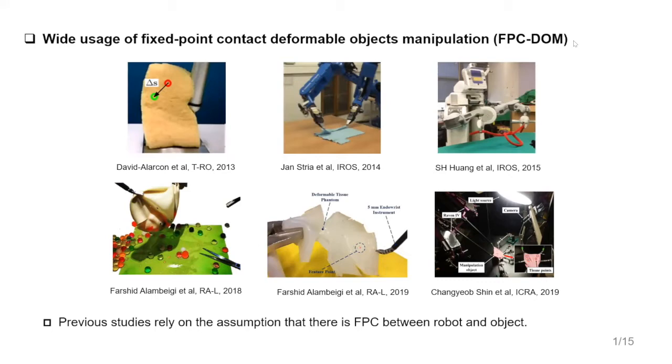It's notable that deformed object manipulation has continuously attracted attention from the robotics community in recent years, and one widely adopted assumption regarding the interaction mechanism between the robot and the manipulated object is what we call fixed point contact, or FPC for short. As shown in all these figures, the robots always clamp or grasp the object, or they're fixed together by other facilities like ropes.